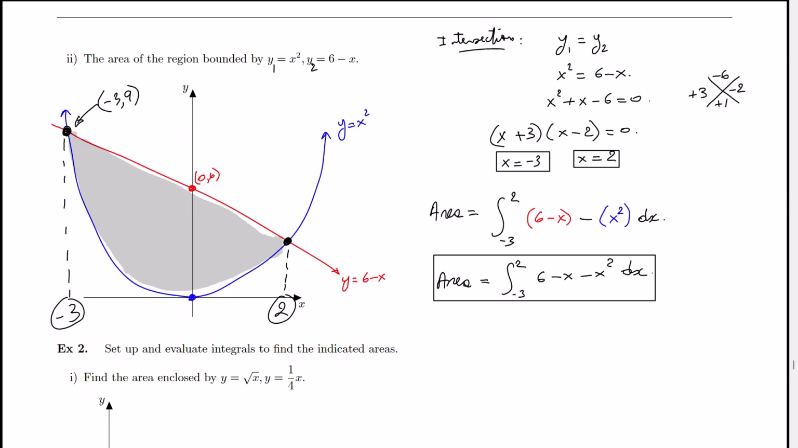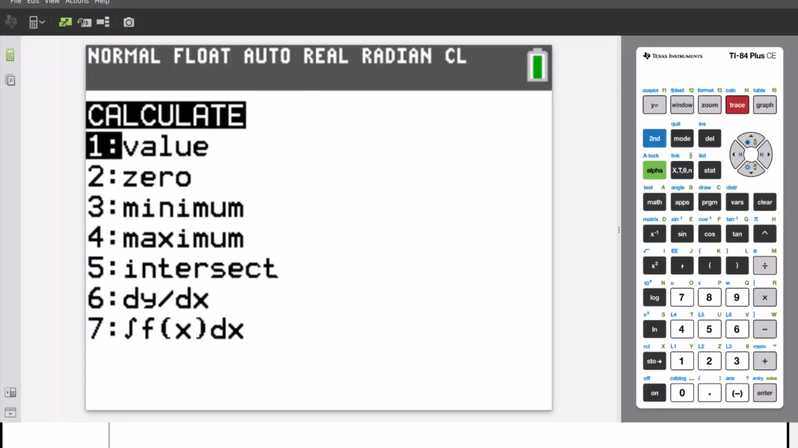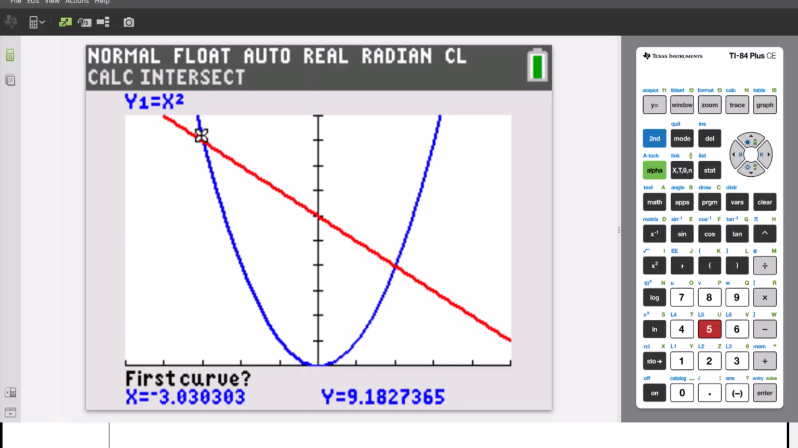Okay, so let's do it again for the other intersection point on the right. So how do I find the other intersection point? Again, I click second, trace. And then again, I select option number 5 for the intersect. It's asking me for the first curve, and right now everything is in blue, so I'm sitting on the blue curve. So I'm just going to click Enter. And now it's asking for the second curve, and you can see all the colors now change to red. So again, I'm going to click Enter to select the line as my second curve, and it says Guess.